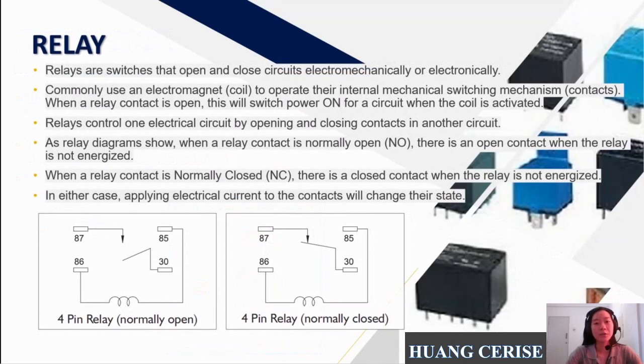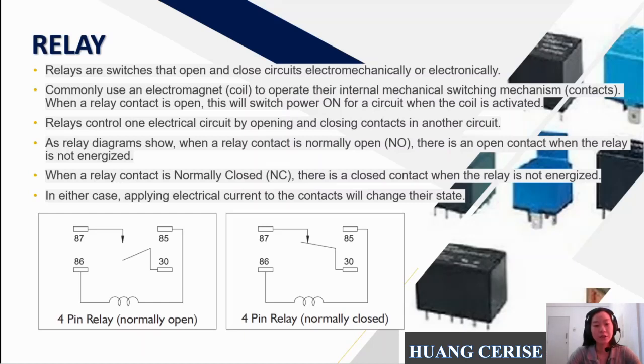The last main component for this circuit is the relay. Relays are switches that open and close circuits electromechanically or electronically. It commonly uses an electromagnet, which is a coil, to operate its internal mechanical switching mechanism, the contacts. When a relay contact is open, it will switch power on for a circuit when the coil is activated. The relay controls one electrical circuit by opening and closing contacts in another circuit.